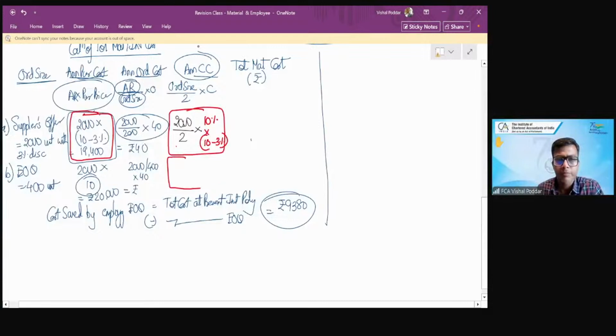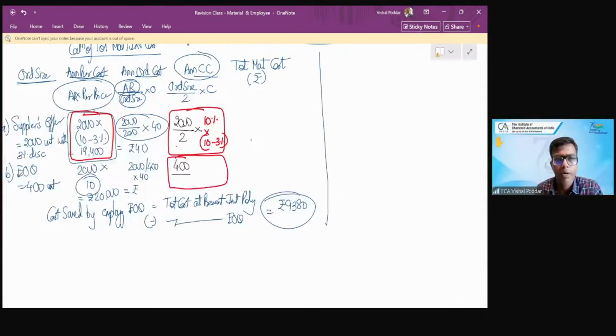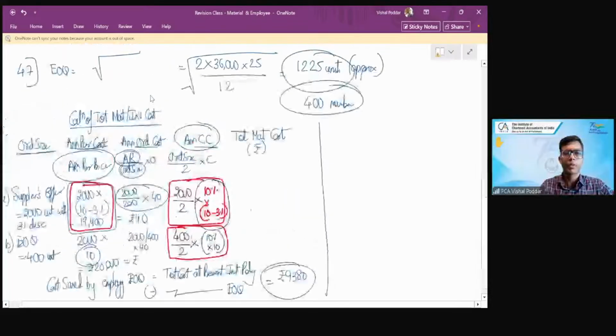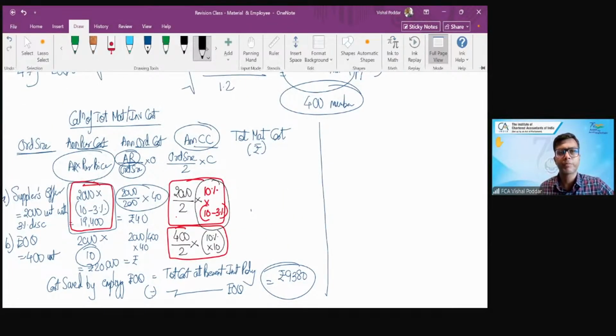Whereas here, the formula remains the same. Your order size is 400 upon 2 into 10% of 10, because there is no discount here. So here the carrying cost remains the same. Here even the carrying cost per unit has reduced. This is what we say. Pay attention, students.